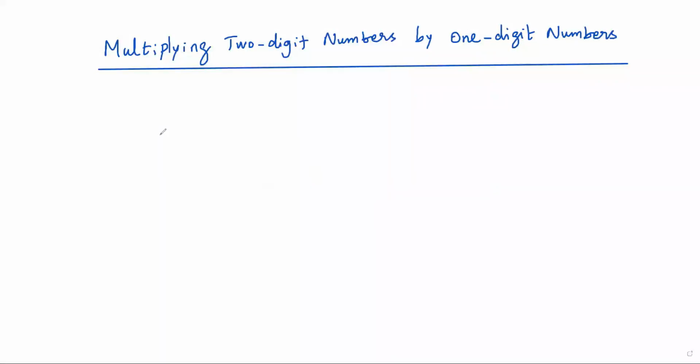Hi, in this video we are going to see how to multiply a two-digit number by a one-digit number. Let's consider the multiplication 14 by 5. Whenever we multiply a two-digit number by a one-digit number, our first work is to break the given two-digit number into tens and ones. Then 14 can be written as 10 plus 4, times 5.